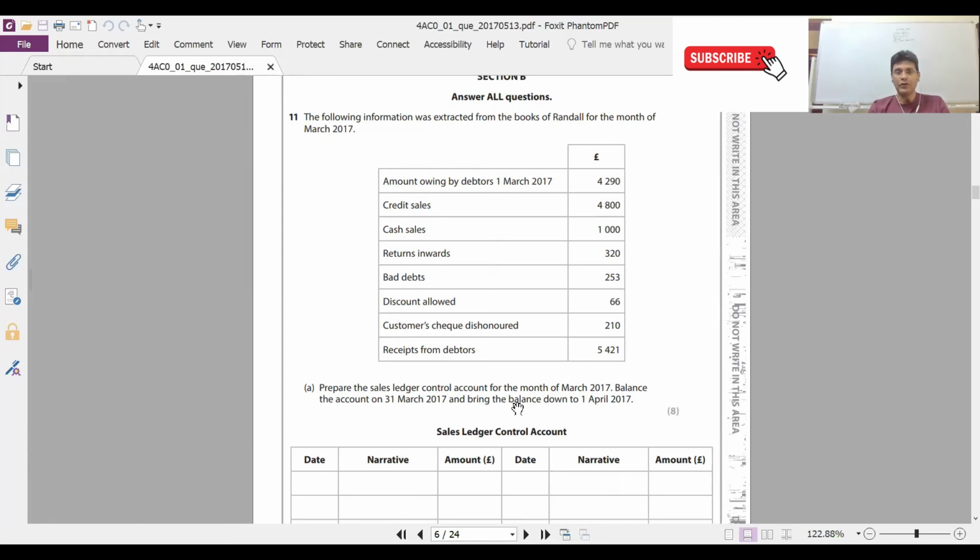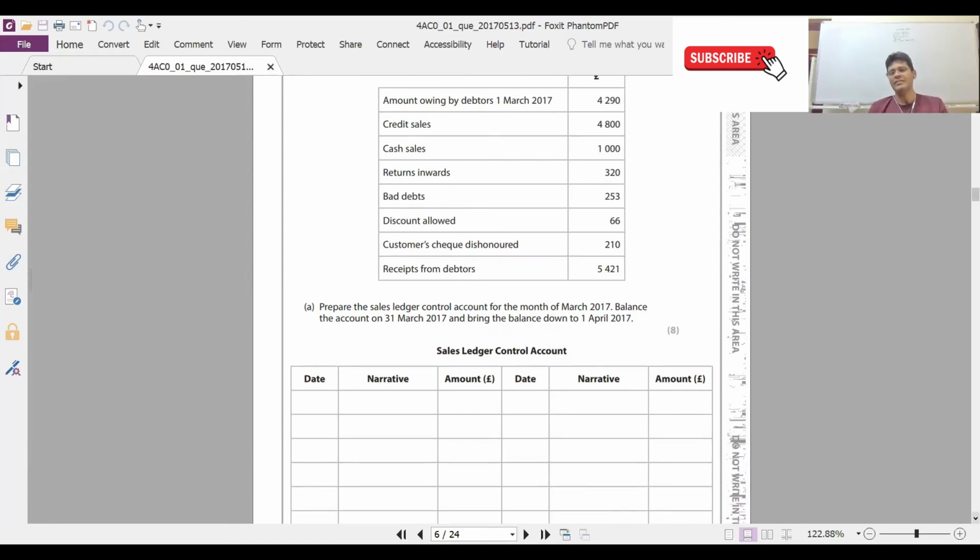Prepare the sales ledger control account for the month of March 2017. Balance the account on 31st March and bring the balance down to April 2017. Control account means the total debtors account, as if you are recording it in the debtors account. So just prepare this account. It is very simple, not difficult. The only point is you should know how to record bad debts, discount allowed, and the customers' checks dishonored. Those are the two points that I will explain.